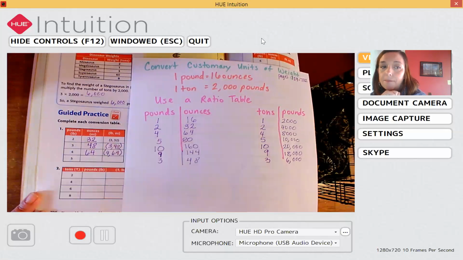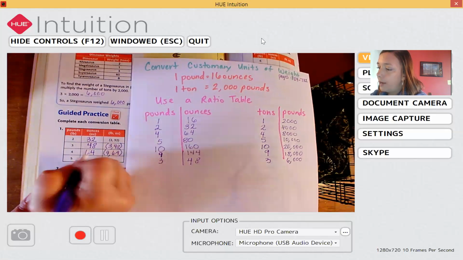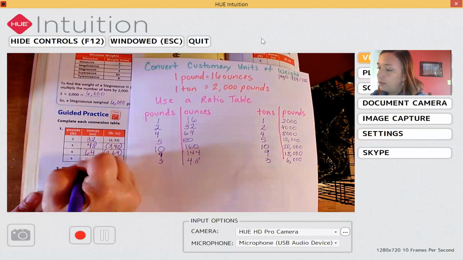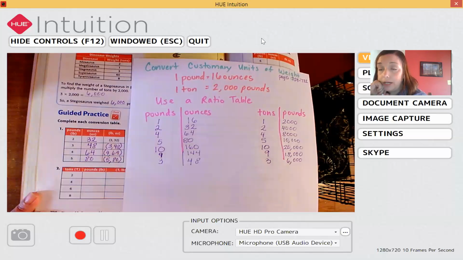And then my 5 pounds, I also have that on my ratio table. 5 pounds is 80 ounces. My ordered pair is 5, 80. Okay, so see how I used my ratio table? The ones that I didn't have, I used the information to fill it in. The ones that I did have, I just copied the information over.